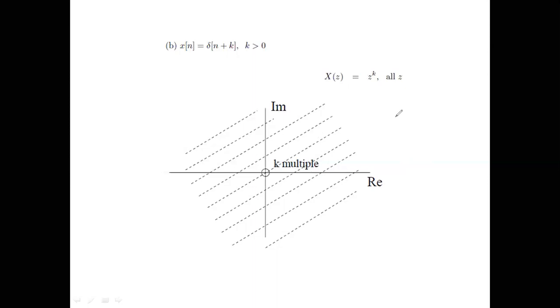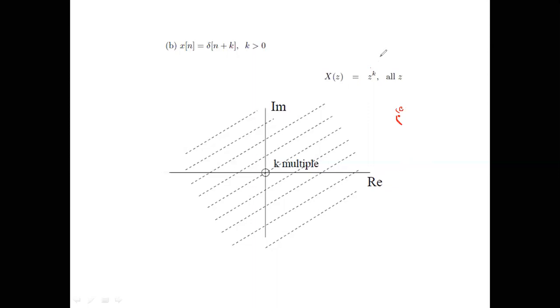So there is a pole maybe at infinity. There are no poles actually, unless you substitute z equal to infinity. So the ROC is the entire z plane except z equal to infinity.